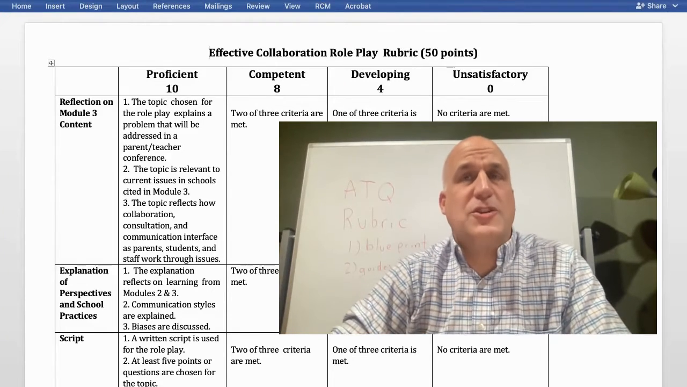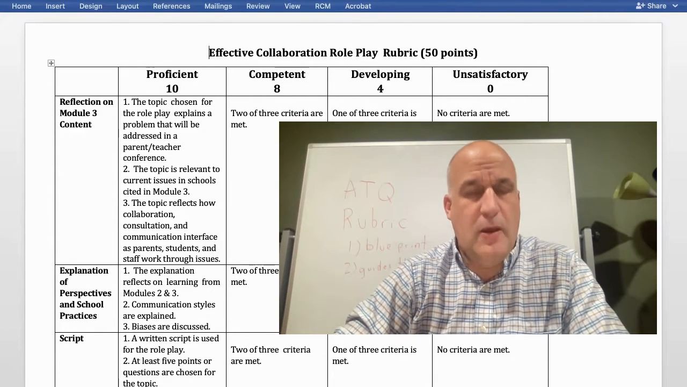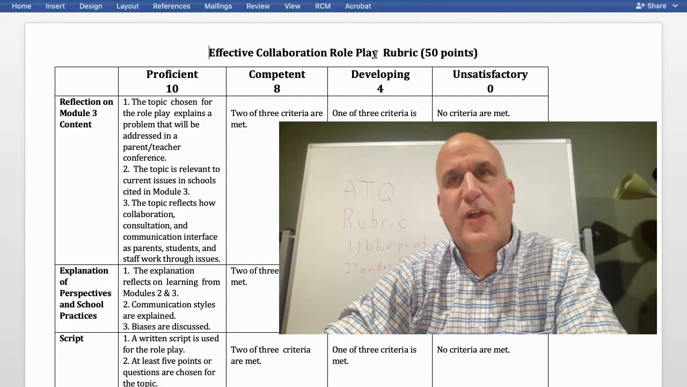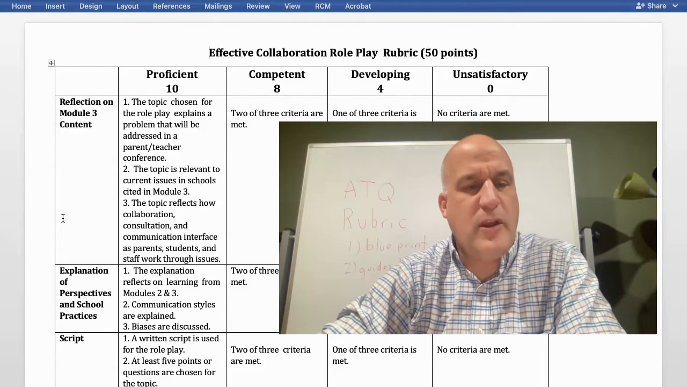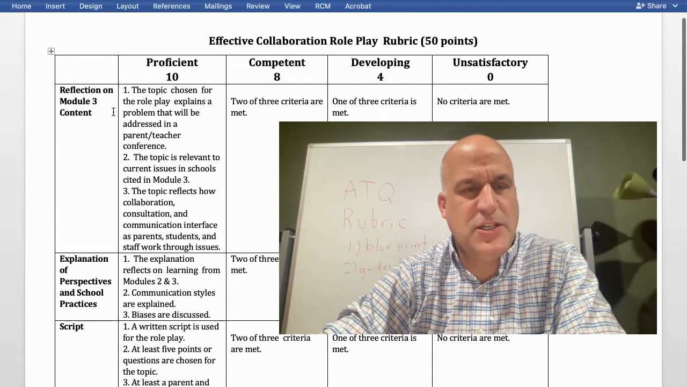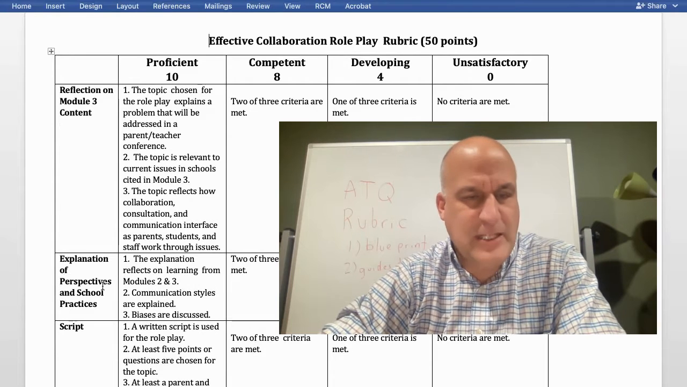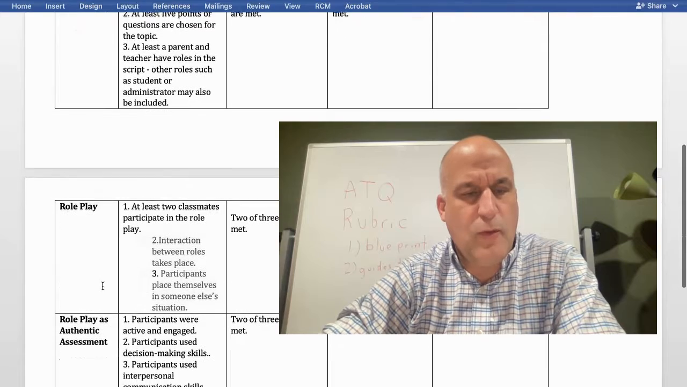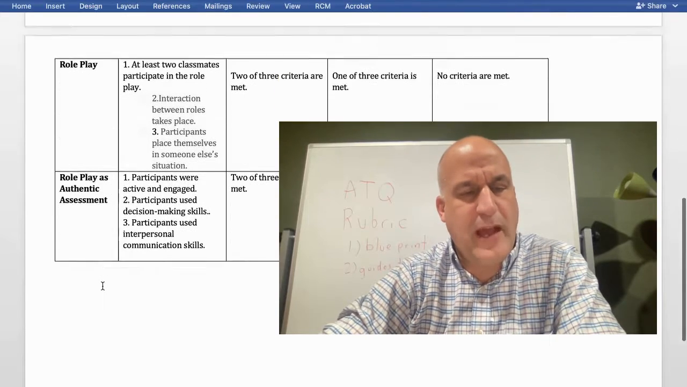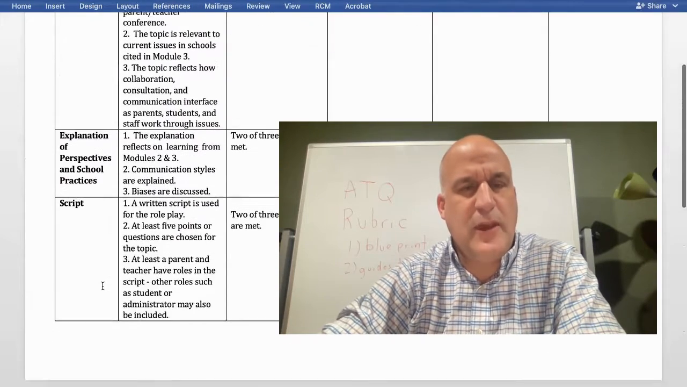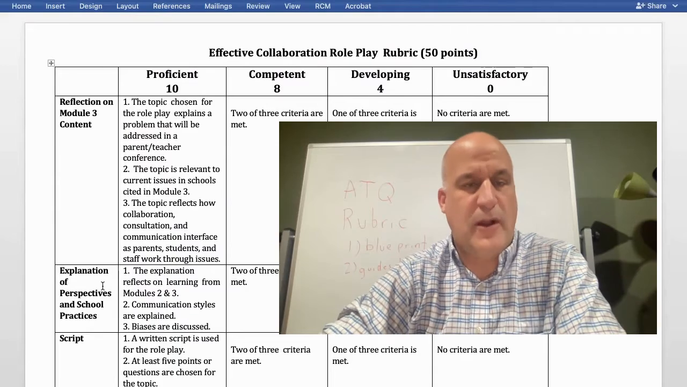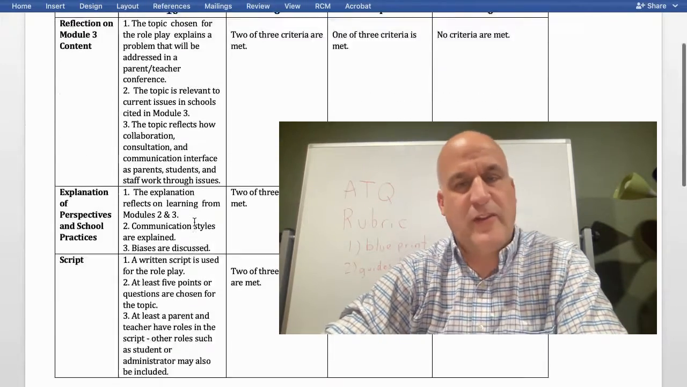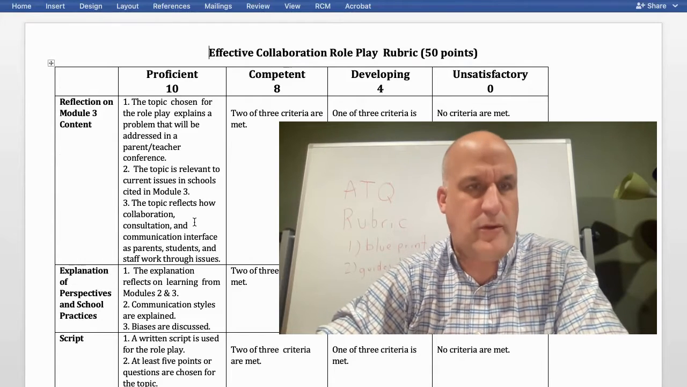So here's a rubric so I can show you exactly what I mean. So this rubric is broken down into, this is effective collaboration role play rubric. And it's broken down into sections. It has the reflection on the content, the explanation of perspectives, and the script, role play, and the role play as an authentic assessment. So each of these is worth different amounts of points. So if you do the math here, each one of these is worth 10 points. So if it's out of 50 points, they're equally as important.